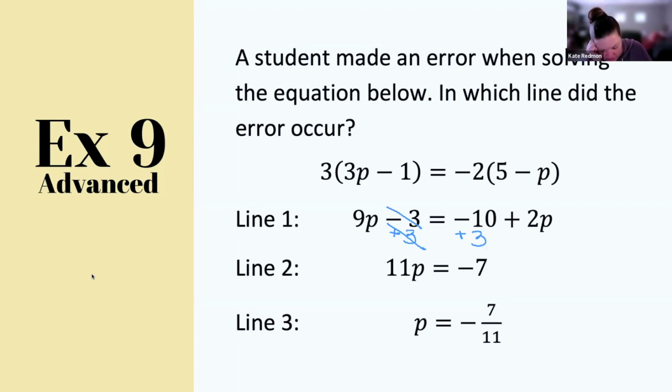Looks like they did both in the same step. So the opposite of adding 2p would be subtracting 2p, and then doing that to both sides. Ooh, found the error. 9p minus 2p should have given me 7p, and they put 11. It looks like they fell victim to the common student mistake of combining terms across an equal sign without using inverses, without using opposites. So the student's error was in line 2.